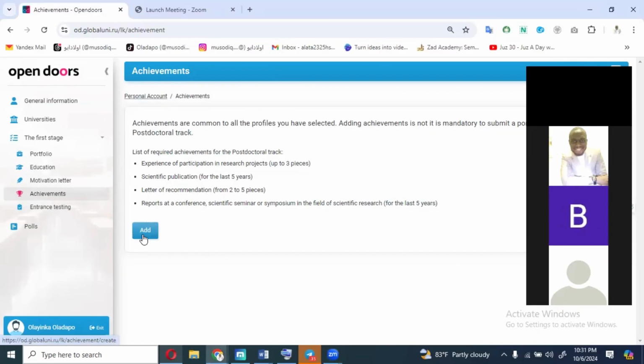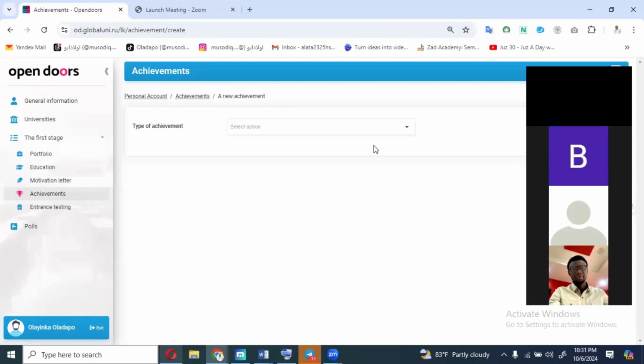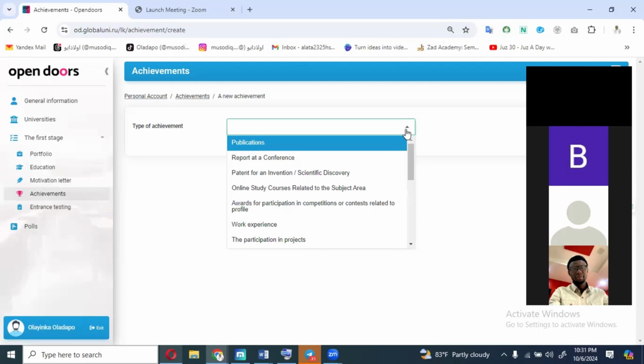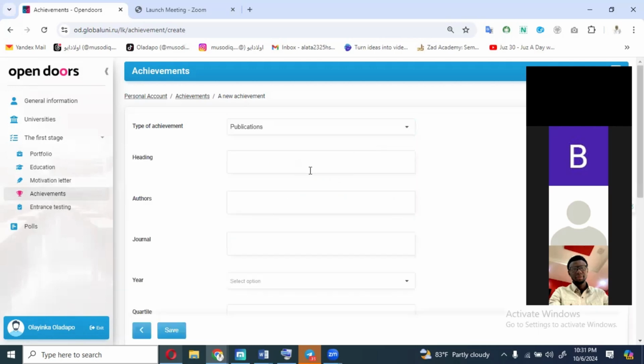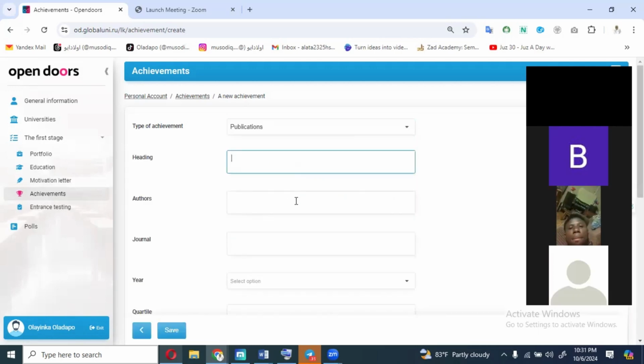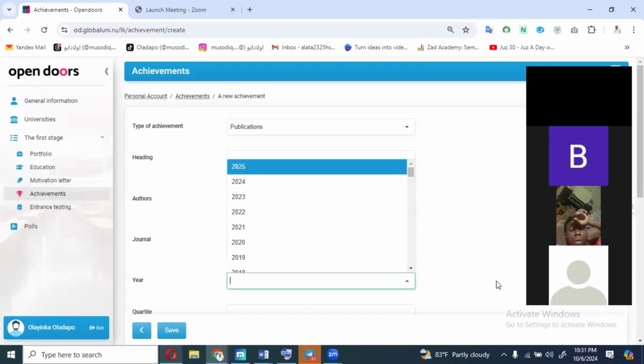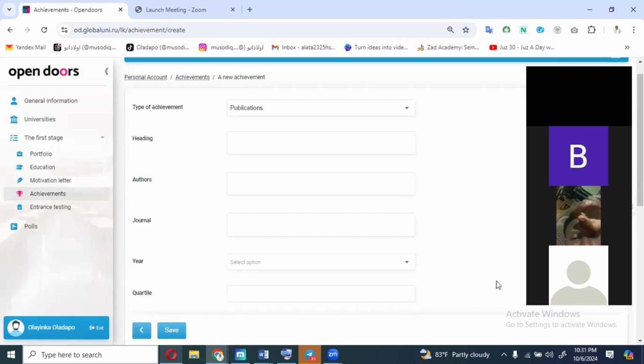So you click the add section and then you choose from this drop down option, whichever one applies to you. If you already have a publication, you select the publication first. You put in the title of your publication, the author of the publication, if it is you or you have collaborated with one or two other people, the journal in which you are published, the year of the publication, and also the quartile of the publication.